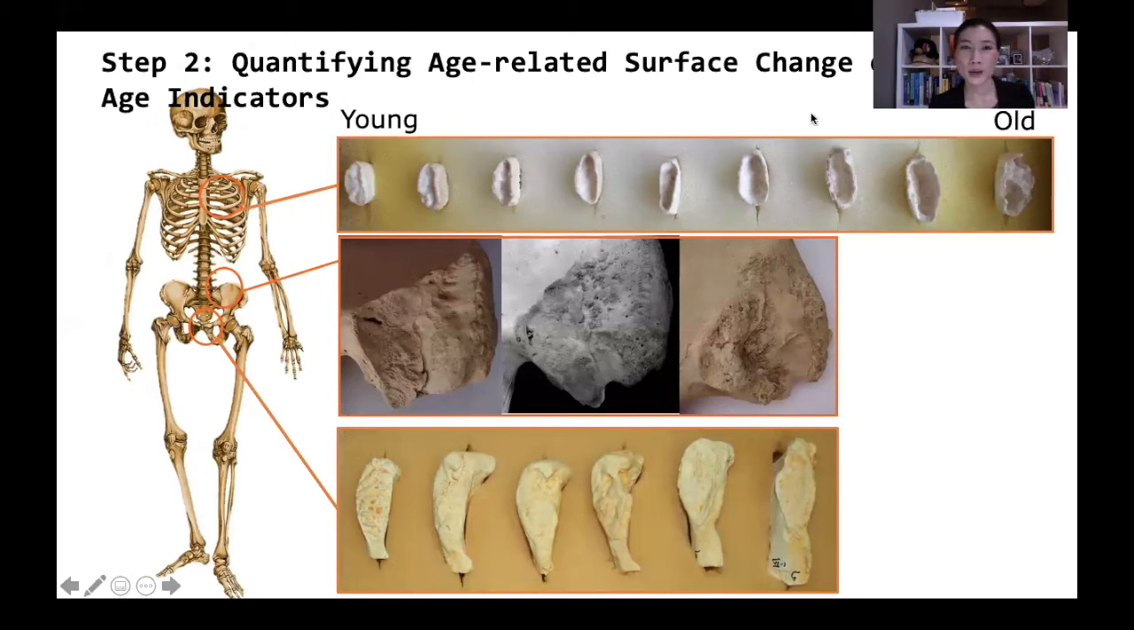Secondly, we have been quantifying age-related shape change of the major age indicators, including the pubic symphysis and auricular surface. So these two have been the active area of research as of now, and in the near future, we're going to expand the skeletal elements to the sternal end of the ribs, clavicles, and many other elements distributed throughout the skeleton.